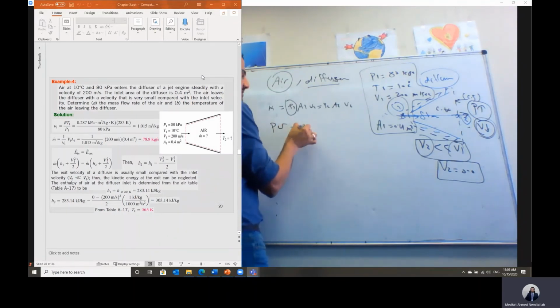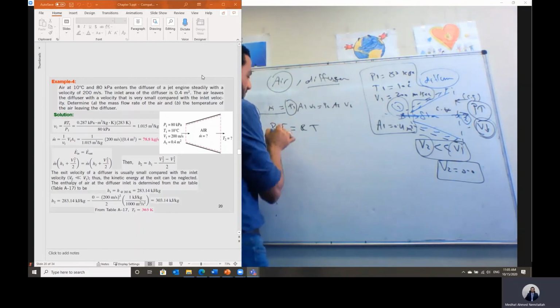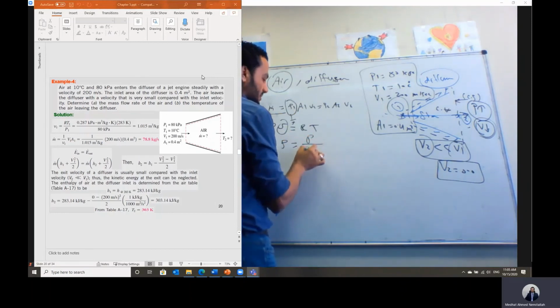For air, which is an ideal gas, we have the ideal gas equation. But if it is a nozzle and we have steam, density is equal to 1 over specific volume, and for steam we can use the steam table. But here we have air in a diffuser, so I will use the ideal gas equation, PV = RT. In this case, he didn't ask you to use the compressibility chart, so I will just use this equation.